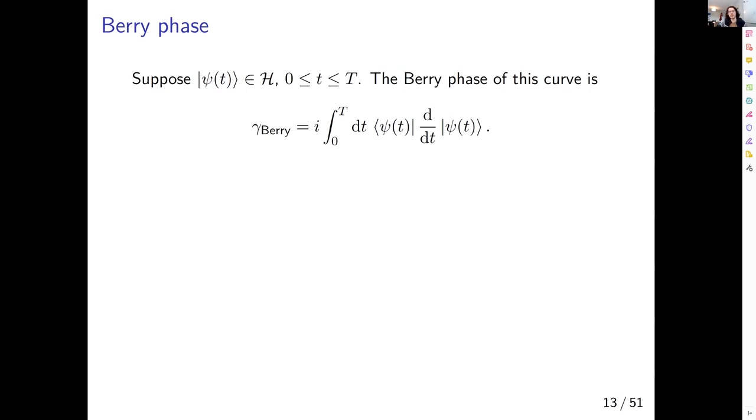So, the original definition of Berry phase was given in terms of a slowly varying Hamiltonian, and you needed to use an adiabatic approximation. So you had a Hamiltonian with a non-degenerate ground state, and the Berry phase was associated with a curve of slowly varying Hamiltonians. This is a generalization of that definition. If you substituted in the ground state of the Hamiltonian to this curve psi of t, you would get the Berry phase from that definition. But this is a much more general and modern way of defining the Berry phase, where you don't need to talk about Hamiltonians at all.